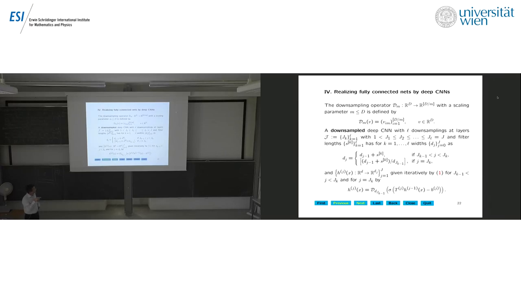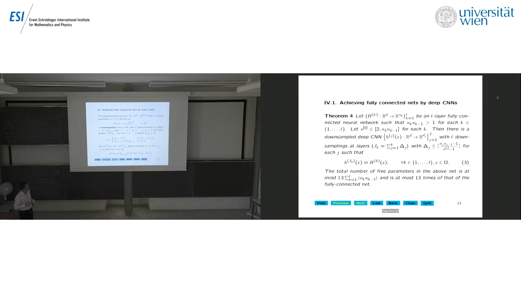That is simply the downsampling operation. After a few iterations, I use a downsampling, and then after a few more iterations, I use downsampling again. The main idea is to show that deep CNNs perform at least as well as fully connected neural networks. If you have a fully connected neural network of L layers, then I can find a deep CNN with downsampling operations such that the output functions in a few layers are exactly the same. Therefore, they have the same approximation performance, of course.